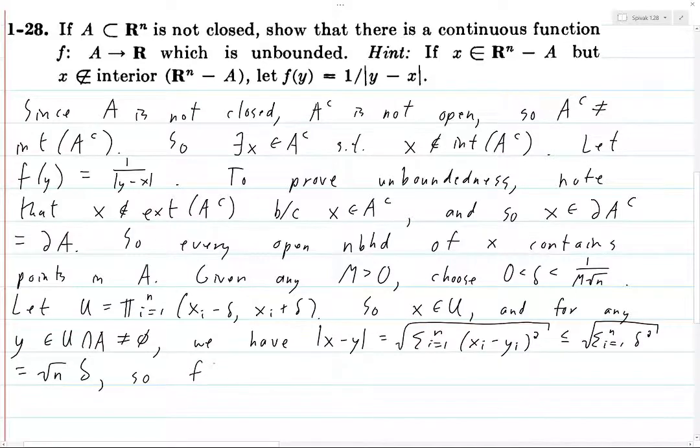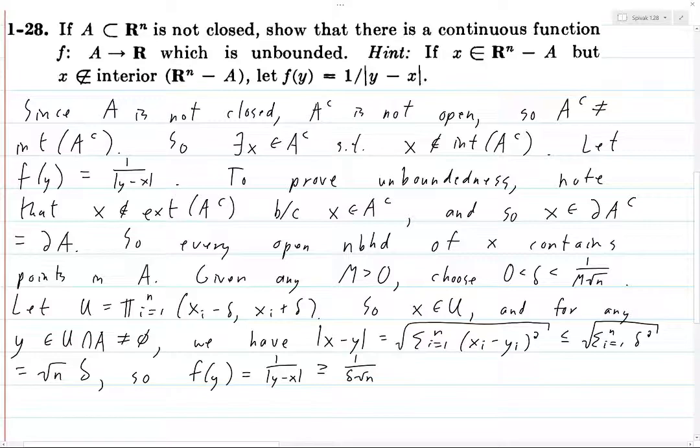So, f of y equals 1 over the norm of y minus x, which is, the denominator is of course exactly equal to the norm of x minus y. And because it's in the denominator, we know that the norm of x minus y is less than or equal to the square root of n times delta. And so when we do this, it's going to turn the other way because it's in the denominator, so it's going to be 1 over delta times the square root of n.